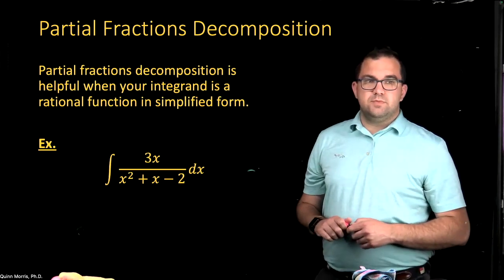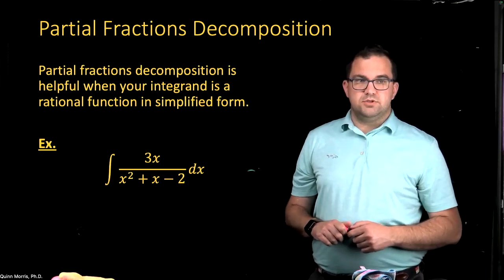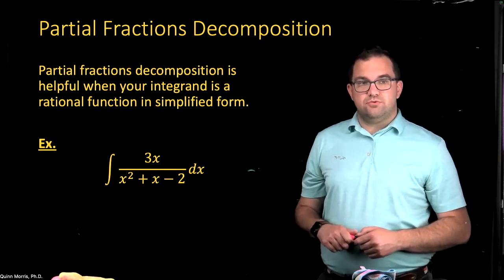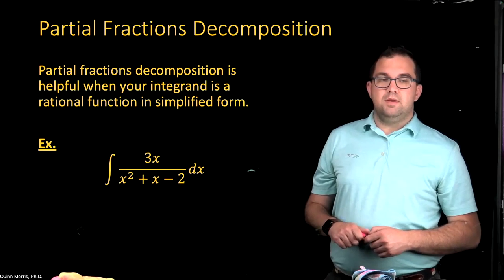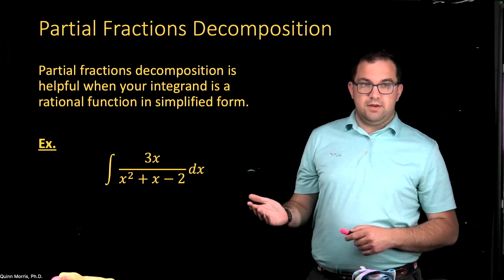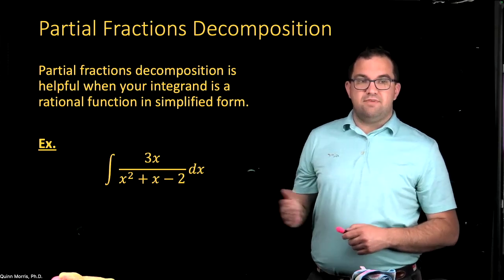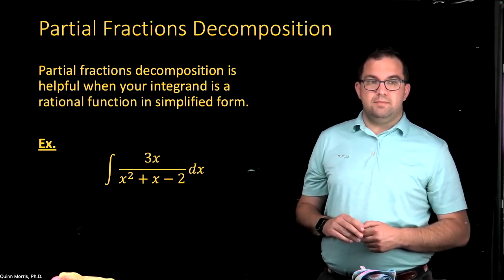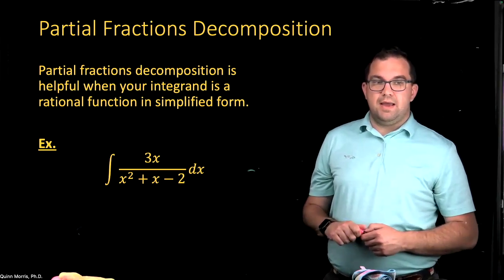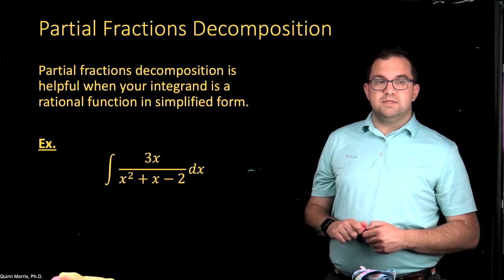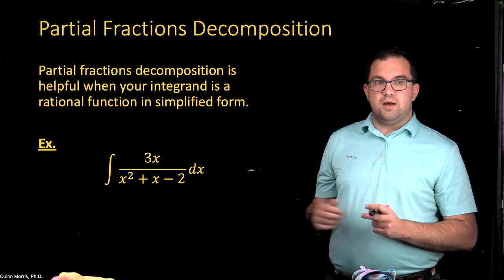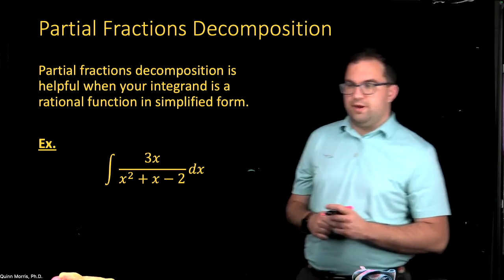The final method of integration we discussed was partial fractions decomposition. Partial fractions decomposition is helpful when your integrand is a rational function in simplified form, meaning that the degree of the numerator is less than the degree of the denominator, and any common factors between the numerator and denominator have been eliminated. So, for example, in this case, we have 3x divided by x squared plus x minus 2. And so in this case, we want to use partial fractions decomposition to try and rewrite this integrand.